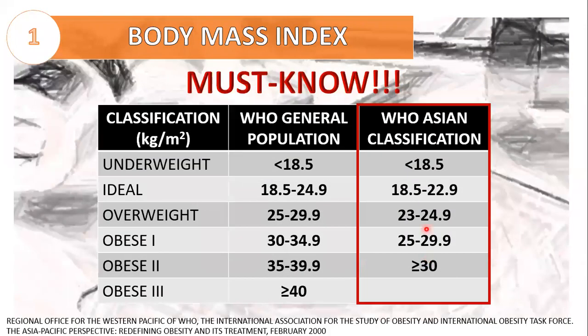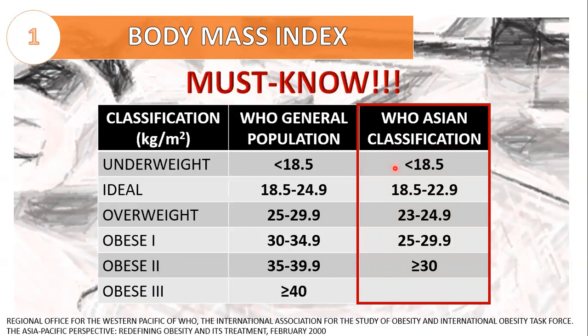Here is a table of cutoff values for BMI from WHO, comparing that of the general population to the Asian classification. As you can see, the WHO Asian classification has lower cutoff values because based on several studies, some Pacific populations have lower percentage of body fat, and body fat distribution differ at a given BMI than do white or European populations. Let's focus on the values for Asians.